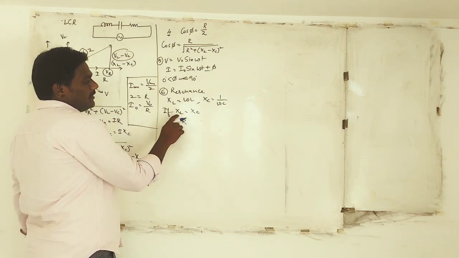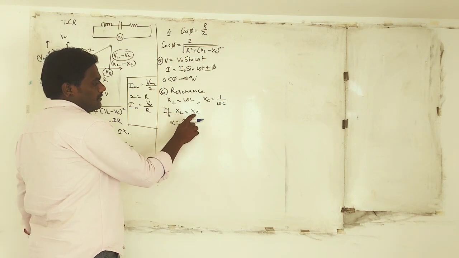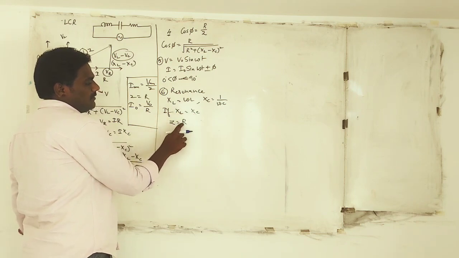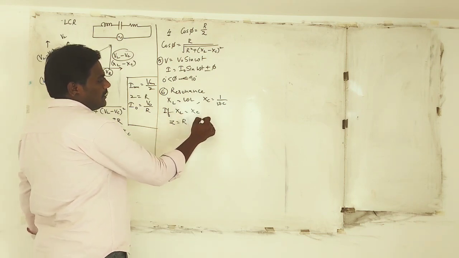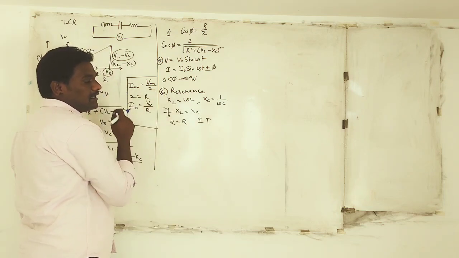Then I'll tell you the condition of resonance as follows. When inductive reactance is equal to capacitive reactance, impedance will become resistance, and the current across the circuit becomes maximum. This situation is called resonance.